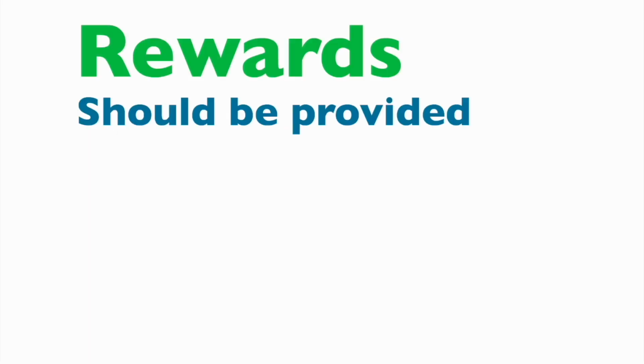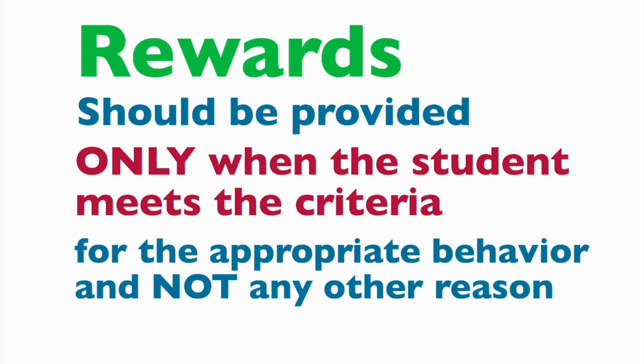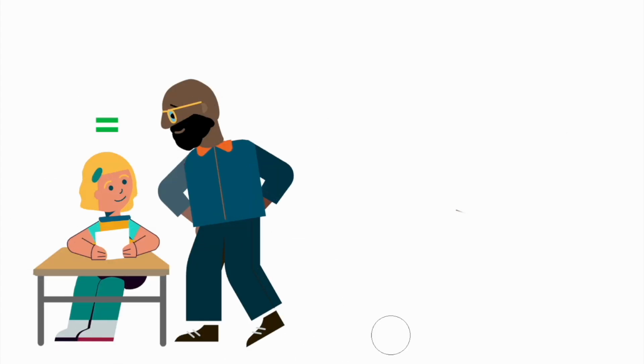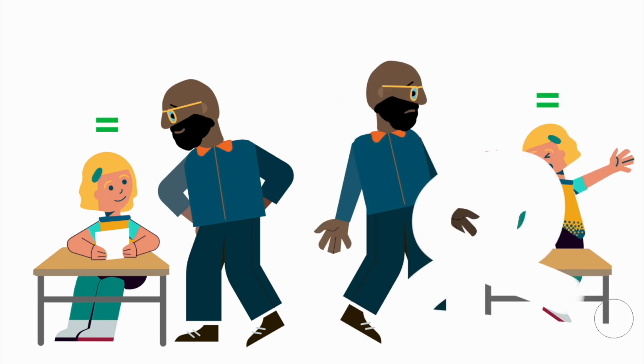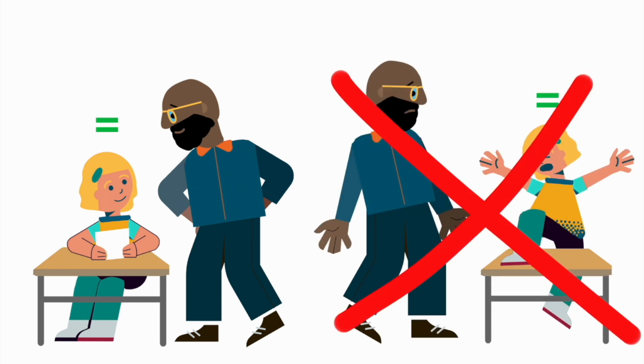Rewards should be provided only when the student meets the criteria for displaying the appropriate behavior that you are trying to increase and not for any other reason. For example, if Janelle earns special time with her preferred adult, the principal, at the end of the day for having a safe body all day, she should not have lots of time with the principal during the day when she's displaying problem behavior.